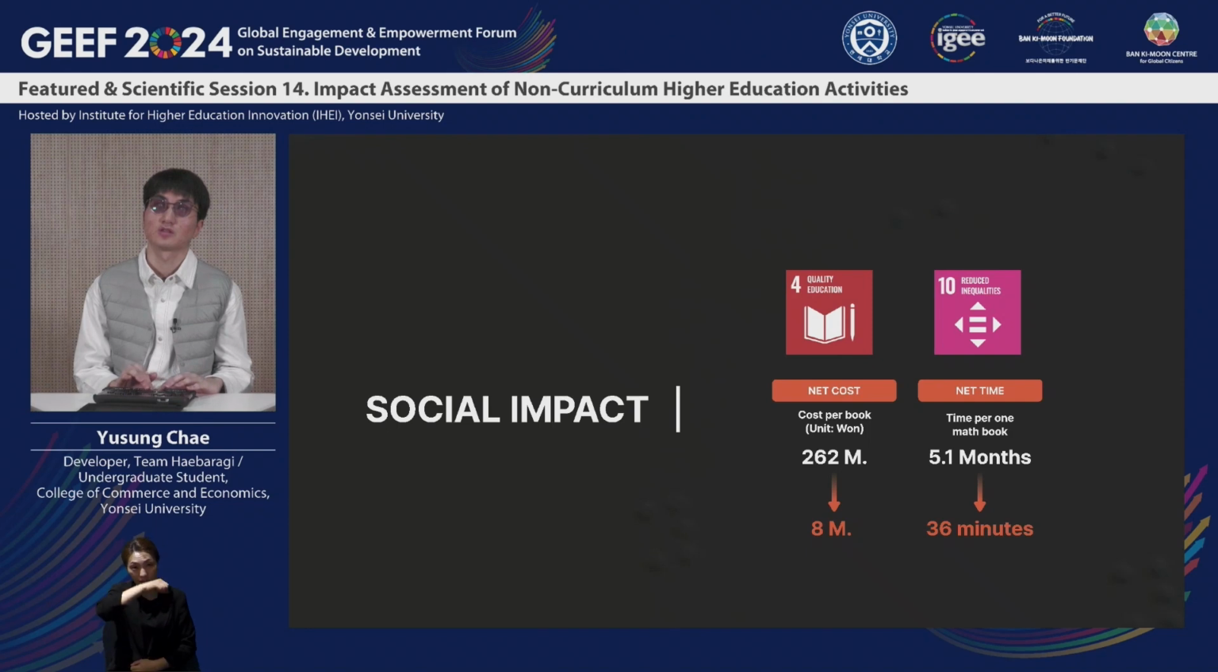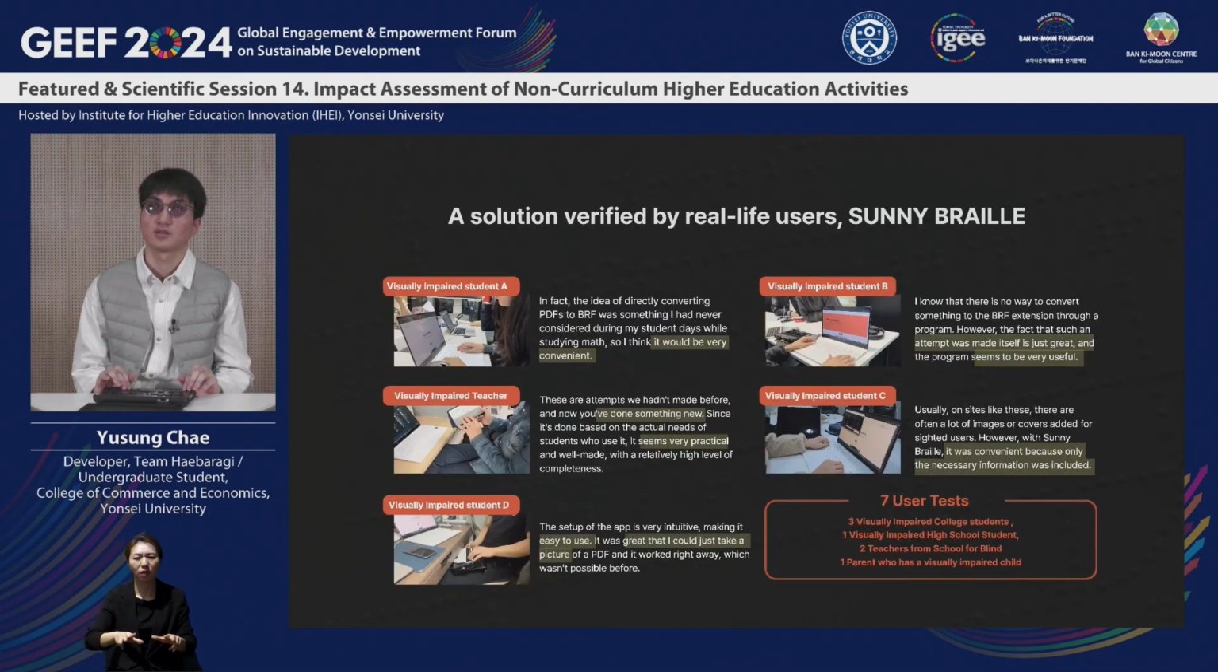We measured the social impact in terms of cost and time. It costs about 2.62 million won to transcribe one book at a welfare center, but Sunny Braille can transcribe only at 80,000 won, and we reduced the time from 51 months to 36 minutes.